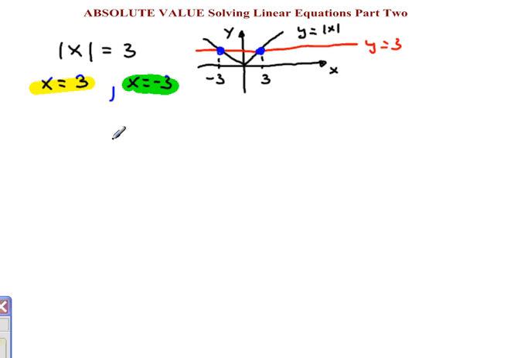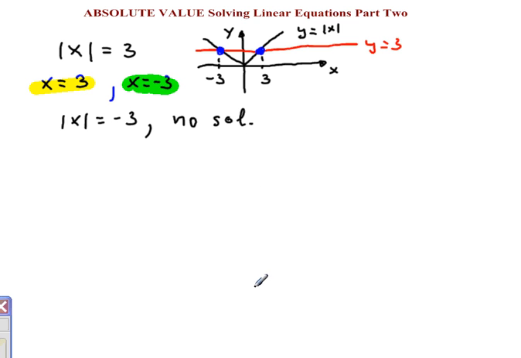Now, what would happen if absolute value of x was equal to negative 3? Is this ever possible? If you recall the absolute value definition, you would say no. Because remember, the result is either positive or 0. You cannot have the absolute value of any value equal to a negative number. So you would conclude no solutions here.